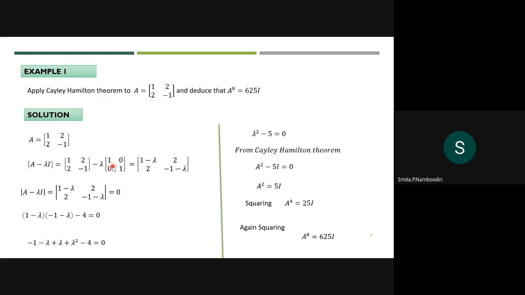पहले लैम्डा को अंदर लेना है. उसके बाद अगर फर्स्ट एलिमेंट दोनों का लेना है उसको सब्ट्रैक्ट करना है. तो 1 माइनस लैम्डा, मतलब 1 माइनस लैम्डा इंटू 1, दैट इज 1 माइनस लैम्डा. 2 माइनस लैम्डा इंटू 0, दैट इज 2. माइनस 2 माइनस लैम्डा इंटू 0, दैट इज माइनस 2. माइनस 1 माइनस लैम्डा इंटू 1, दैट इज माइनस 1 माइनस लैम्डा.